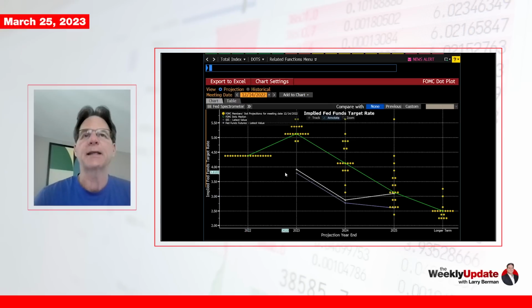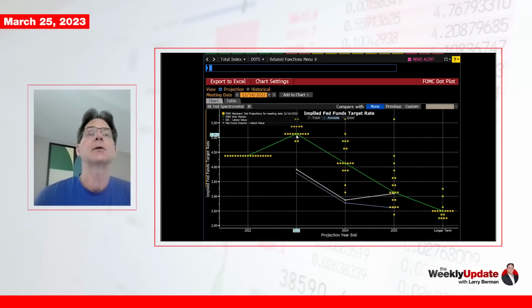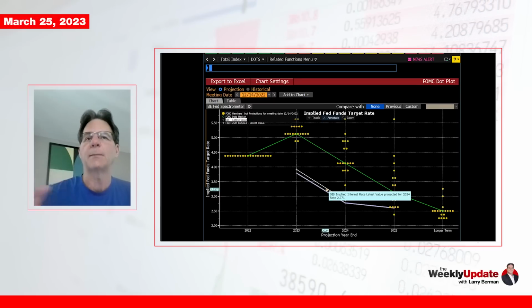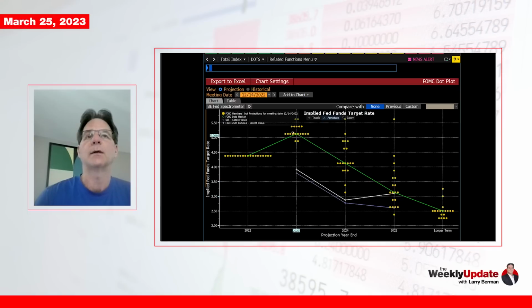The expectations at the December meeting for where the terminal rate would be, and the consensus around that, was just a little bit over 5%. And when we look into the end of 24 and 25, you could see that we were at a little over 4 and then a little over 3 in terms of where the median plot was. The curves here are the overnight interest rate swap curves, and those are the current implied for the market.